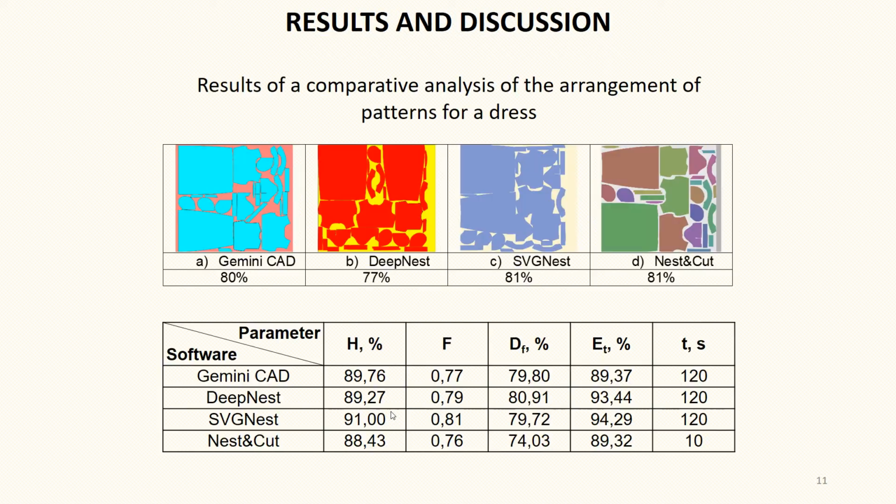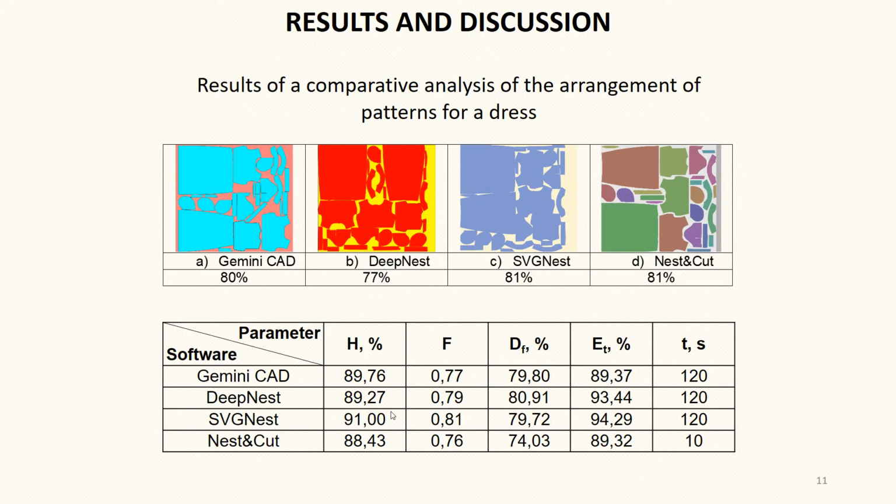Slide 11. Results from a comparative analysis of the arrangement of elements of a dress. The highest value of the height of filling with elements, relative to the height of the fabric, is obtained with Gemini CAD, followed by SVG Nest. Again, Gemini CAD shows the appropriate value of the weighted ratio between the empty space and the one filled with elements. Next on this indicator is Nest and Cut.